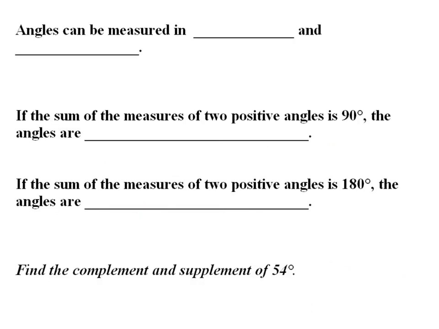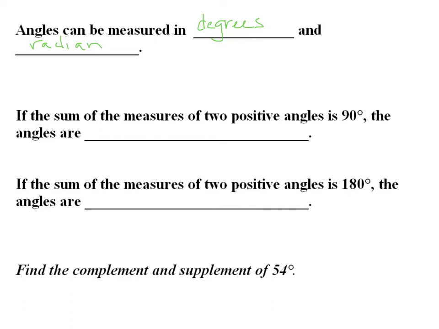Now that we talked about the definition of an angle, let's discuss how an angle can be measured. An angle can be measured two different ways. The first way is in degrees. The second way is what we call a radian measure. And this is a little bit more scientific. You'll typically see it in physics, higher level math, or higher level science classes.